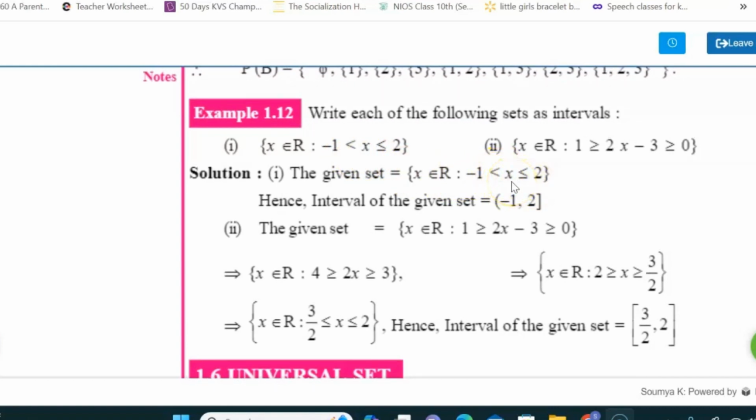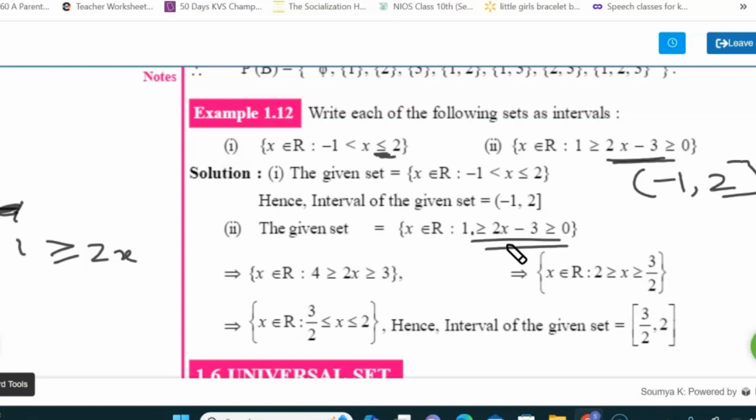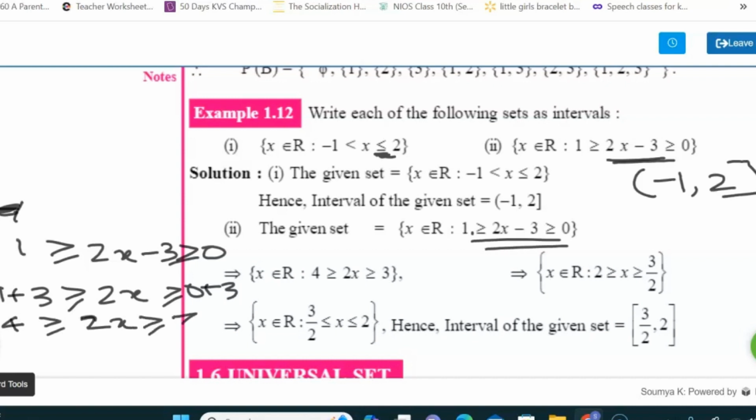In this one, the question has a condition that has to be solved first. So here if you see, you have an inequality 1 greater than 2x minus 3 greater than or equal to 0. So first solve for x. Here in this case it will be 1 plus 3, 2x greater than or equal to 0 plus 3. It will become 4 greater than 2x greater than 3.